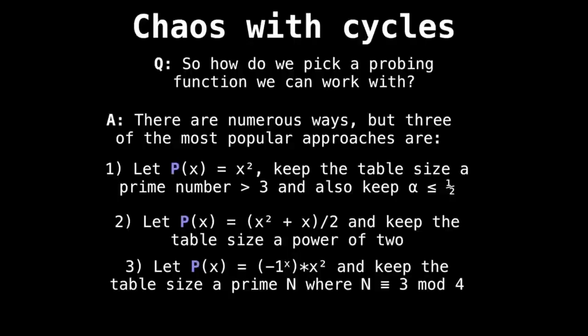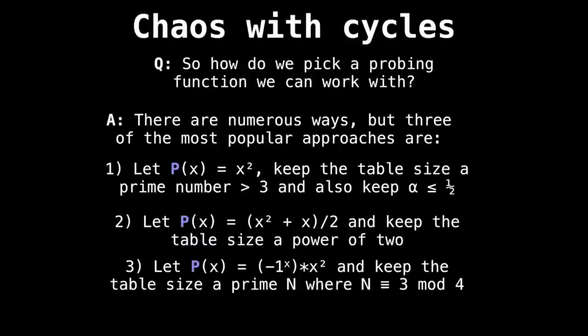The answer is there are numerous ways, but here are the 3 most popular ways I have found. The first way is to select the probing function to be p of x equals x squared, and to keep the table size a prime number greater than 3, and make sure our load factor is always kept below 1/2, or less than or equal to 1/2.